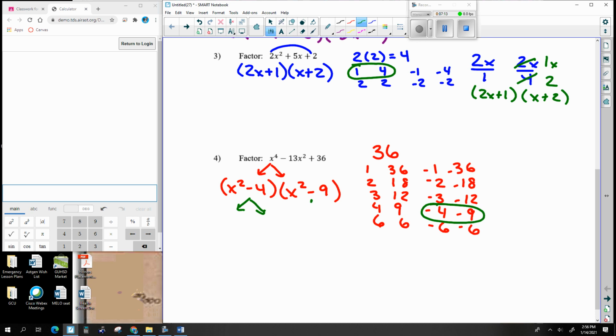heads up, I have a difference of squares right here. They're both perfect squares with a minus in the middle. So this first one, this x squared minus 4, you square root, which are x and 2. So nice, write it twice. One's plus, one's minus. Same with this x squared minus 9. You square root, which are x and 3. One's plus, one's minus. So that is your final result right there.